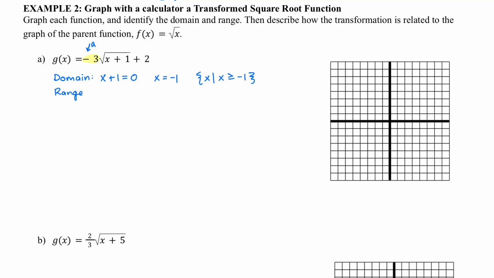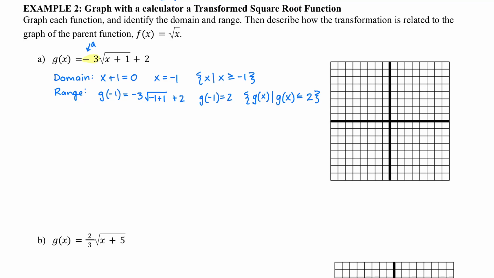And our range is going to take negative 1 from our domain and plug it into the function. So we're going to find g of negative 1. So negative 3 times the square root of negative 1 plus 1, plus 2. And g of negative 1 is 2. So our range is going to be g of x such that g of x is less than or equal to 2.